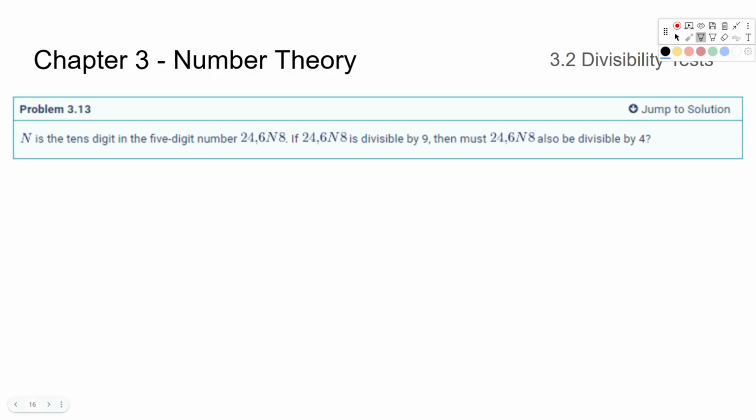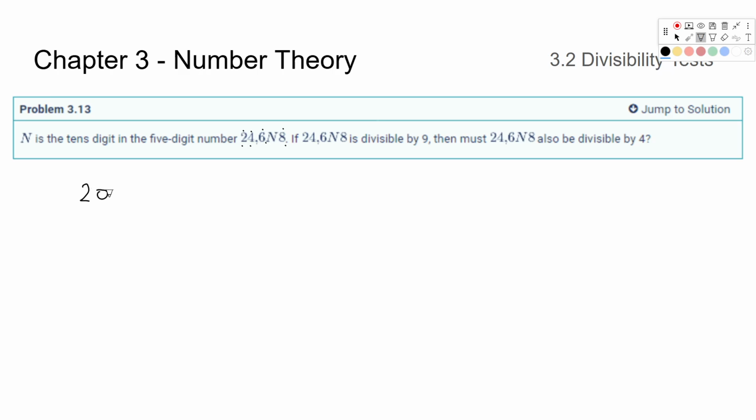Okay, 3.13. N is the tens digit in the 5-digit number, and so on. If that is divisible by 9, then must that number also be divisible by 4? Okay, so first of all, we have to make this divisible by 9, right? So how do we know if it's divisible by 9? All the digits add up to a multiple of 9. So far we have, let's see, 8 and 2 is 10, 6 and 4 is 10. So far we have 20.